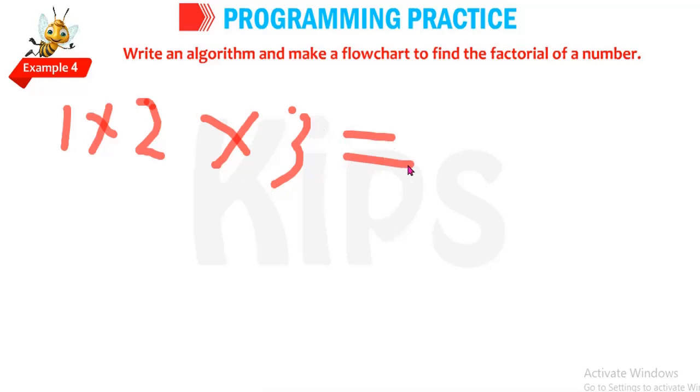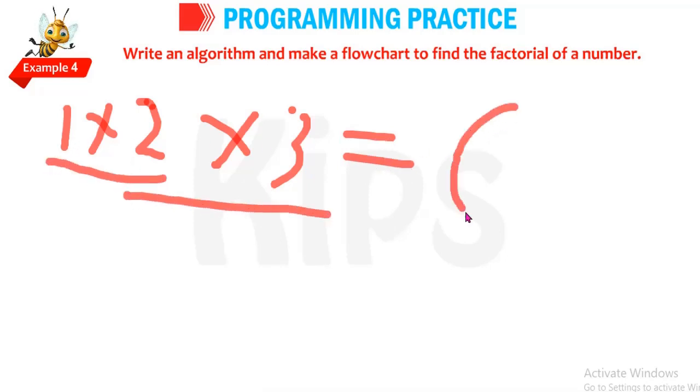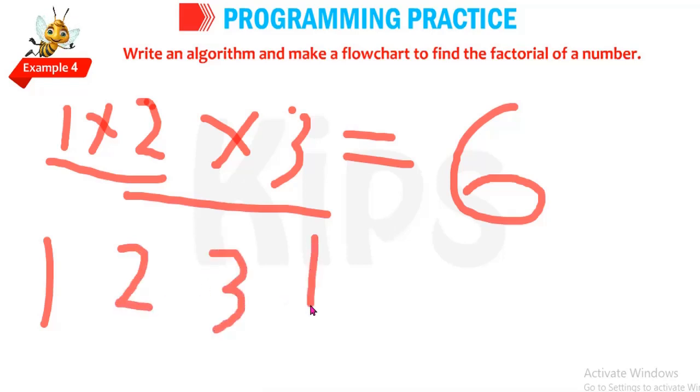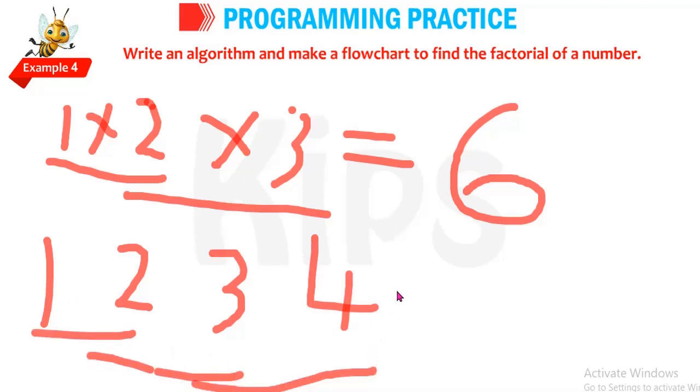So we will get the factorial. That means 1 into 2, 2 threes are 6. So what is the factorial of 3? 6. If the user gives 4, factorial of 4, what will you do? 1 into 2 into 3 into 4. You multiply and multiply again, and you will get the factorial. So how can we write the algorithm or flowchart to find the factorial of a number?